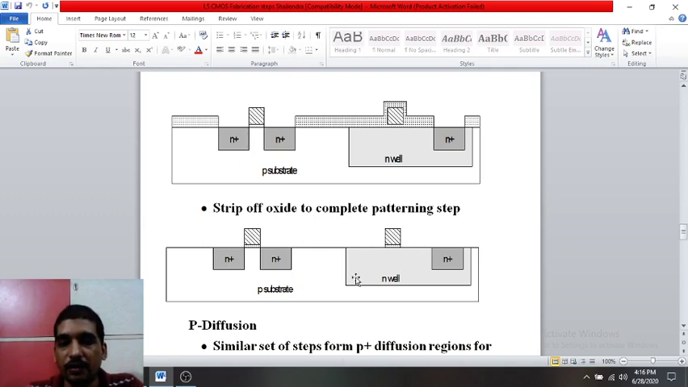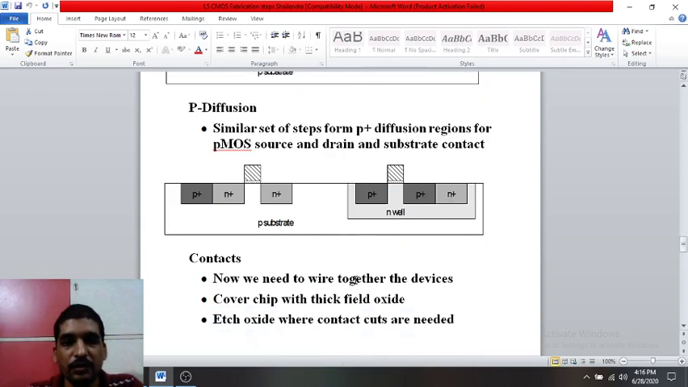So we will do the same steps again to form the PMOS and the P plus substrate connection. That means again we will cover with the photoresist, do the lithography, diffuse the atoms or ion implant, and then remove the covered layer. So P diffusion, similar steps, and finally we will get P plus and P plus. So this is the structure we have created.